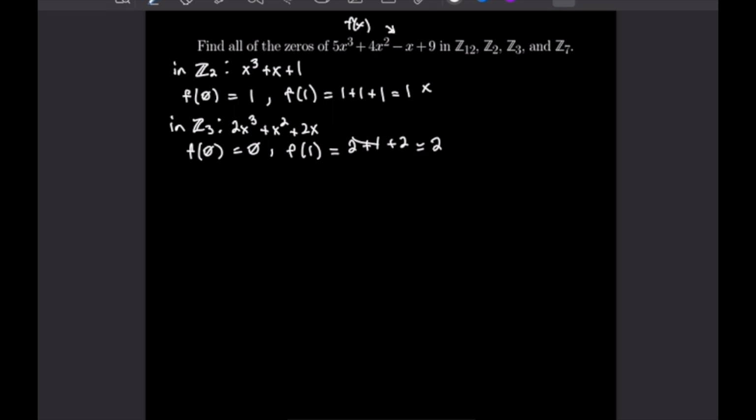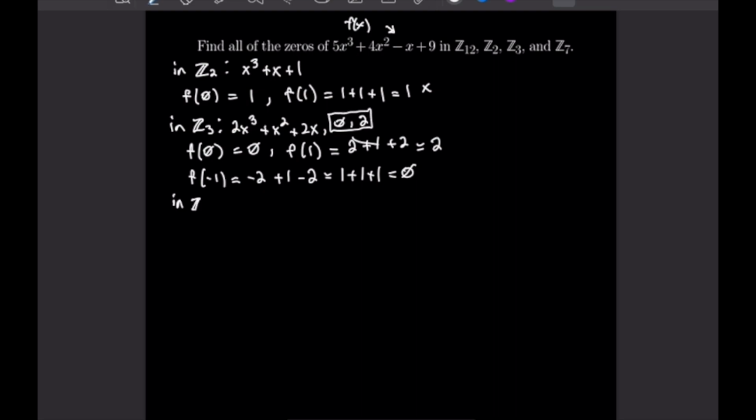So lastly, in Z3, we have f of 2, but we can also write that as f of negative 1 just to simplify our calculation a little bit. And so when we plug in negative 1, we'll get a negative 2 for this first entry here. Then we'll have plus 1, and then we will have another negative 2 here. But negative 2 is just the same as 1, so this is equal to 1 plus 1 plus 1. But 1 plus 1 plus 1 is equal to 3, so this is equal to 0 in Z3, which means this is also a zero. So for Z3, our zeros are 0 and 2. Great. So let's move on to Z7.